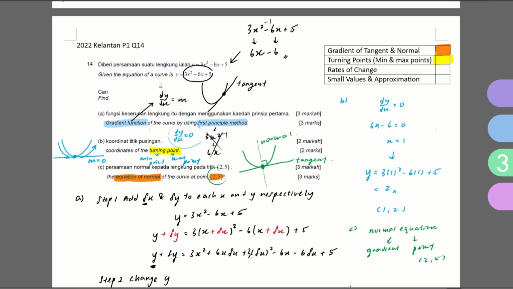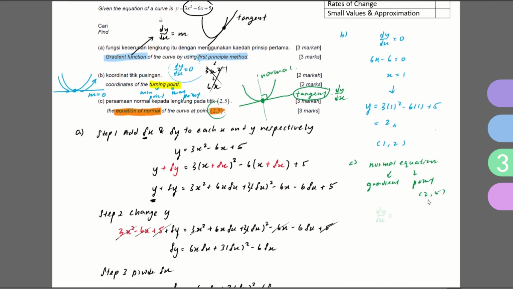But for gradient, we can depend on this tangent's gradient to help us find the normal's gradient. Because for tangent's gradient, we can calculate using dy over dx. So by subbing in 2 into dy over dx, the tangent's gradient is now 6. And since they are perpendicular to each other, we can use a formula from Form 4 Chapter 7, which is multiplying the gradients of the perpendicular lines, you will get negative 1.